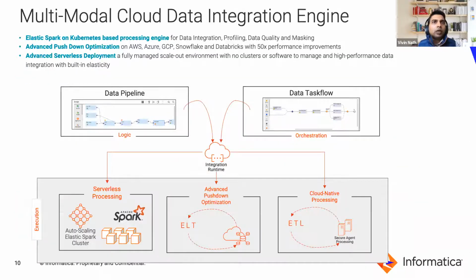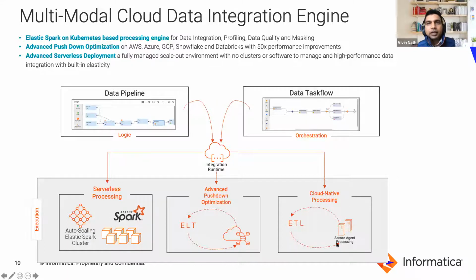Now, let me go into the details of the data integration engine. As you know, we allow you to build your mappings, but also allow you to orchestrate your mappings using a task flow where you can have your decision trees built in to execute the different mappings. Now, the execution engine is also intelligent. It can route based on the kind of mapping to one of these three engines.